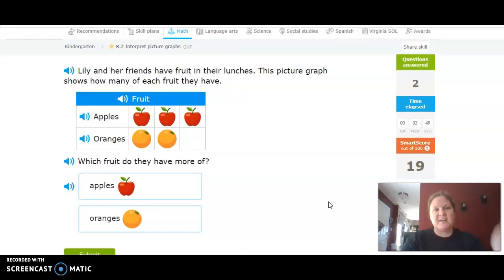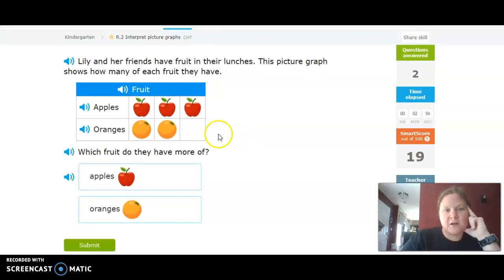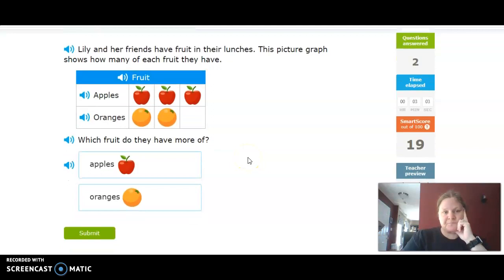Lily and her friends have fruit in their lunches. This picture graph shows how many of each fruit they have. Which fruit do they have more of? Here's the word, more. Which one's more? And how do you know? Good. Apples, because the apples is 3 and the oranges is 2. And just by looking, I can see that my apples goes out further into this box. There's not an orange in that box. So it's more apples.